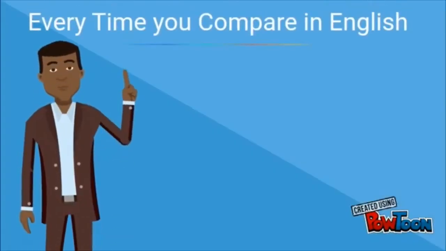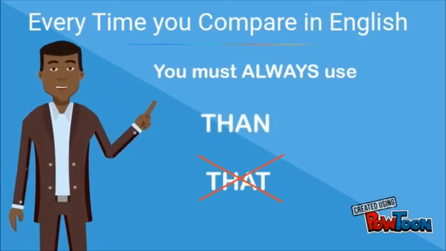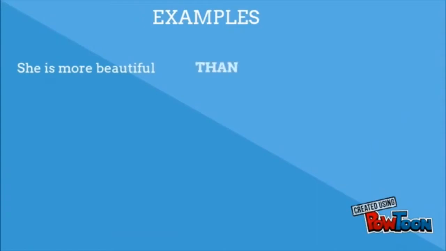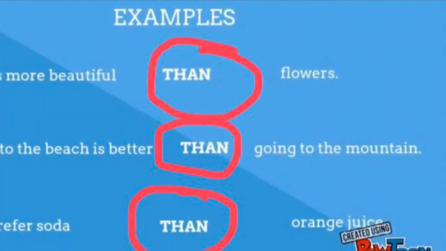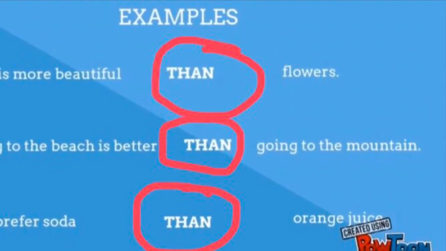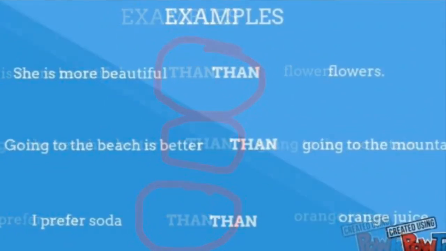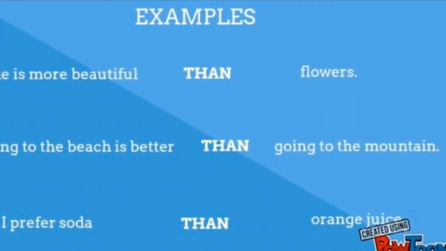Every time you compare in English, you must always use than instead of that. For example, she is more beautiful than flowers. Going to the beach is better than going to the mountain. I prefer soda than orange juice. So remember, when you are going to compare, you always have to write than. For example, she is more beautiful than flowers.